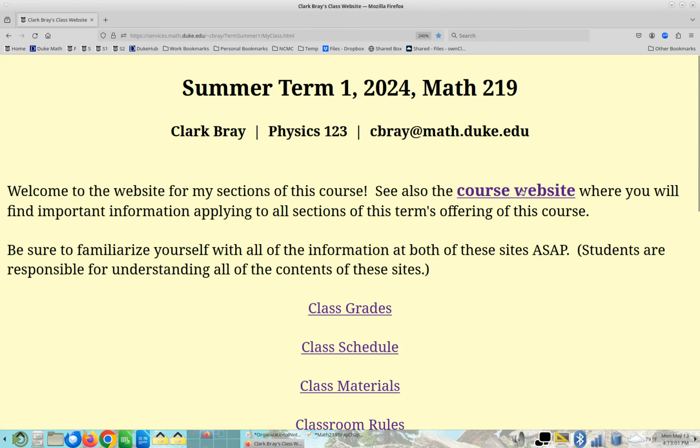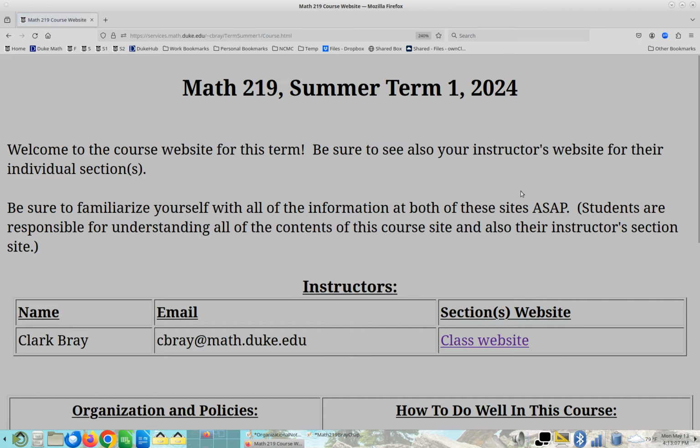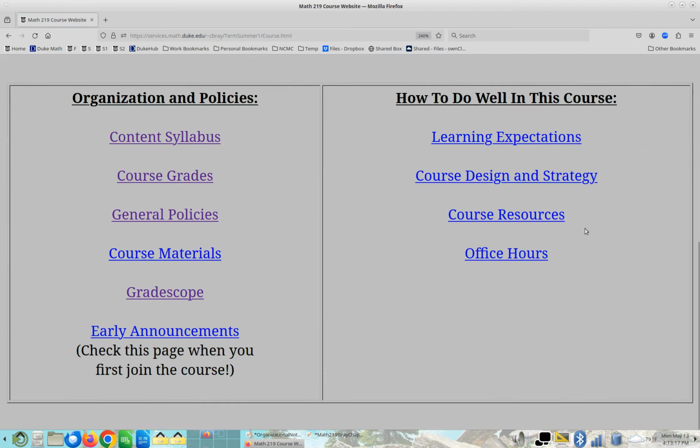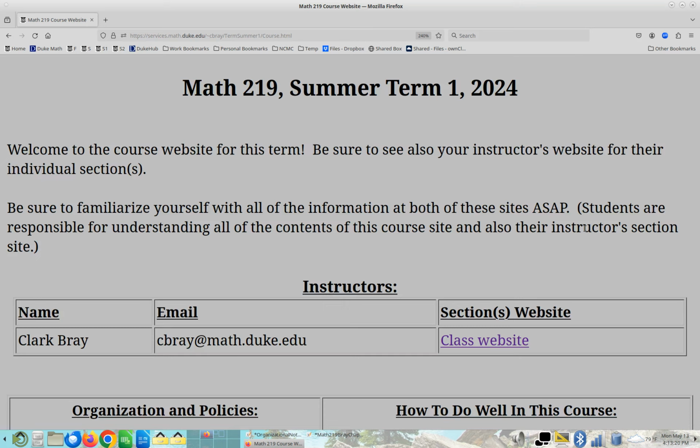Also, notice in big, bold font, there is a course website. This is stuff about this course that is more course-wide in some sense, as opposed to just my individual section. Now, the distinction is fairly irrelevant in this summer term 1 because I'm the only instructor, but it's just easier to continue from the structure of websites that I have from the semesters and leave it in this approximate format.